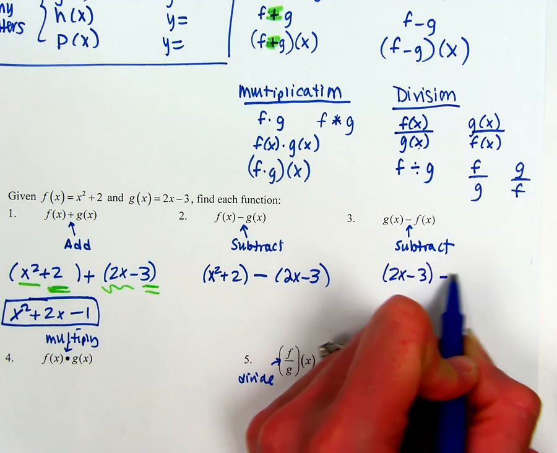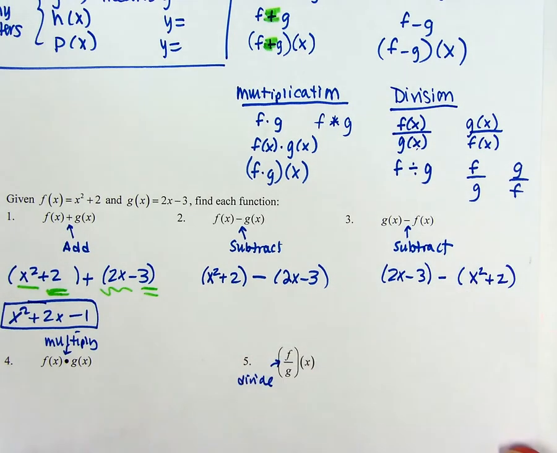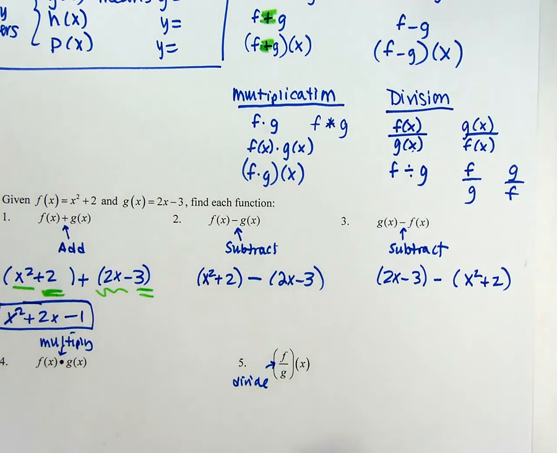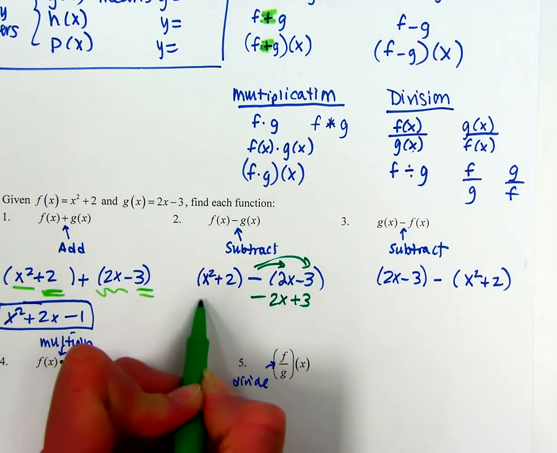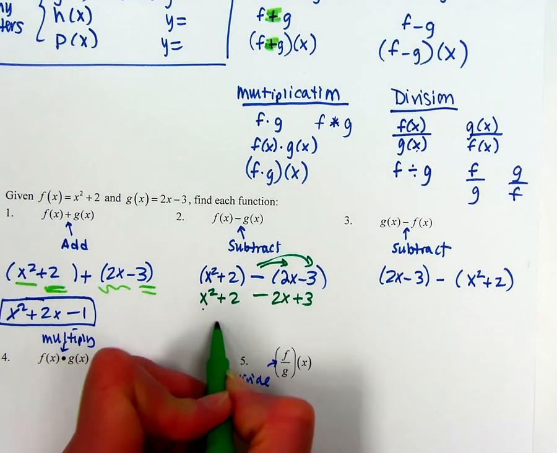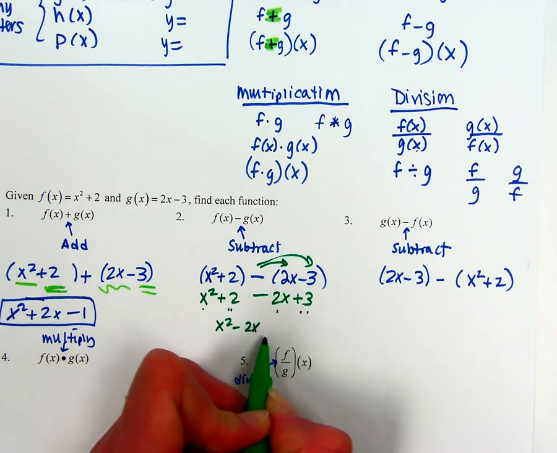Do g of x first, then subtract x squared plus 2. So order does make a difference on these problems. Remember, when you do subtraction, I'll use a different color, we want to distribute our negative sign. So we have negative 2x plus 3. And we just want to combine our like terms now. So x squared minus 2x, and then we have our plus 2 and plus 3, so that's plus 5.